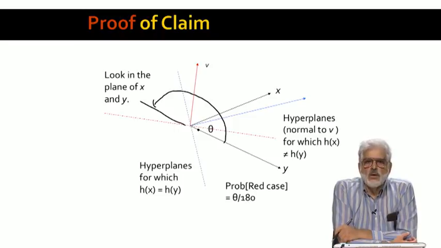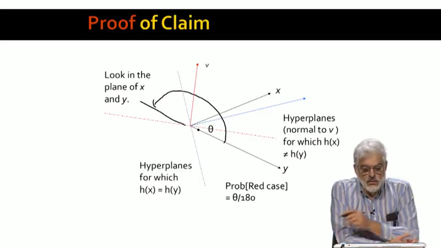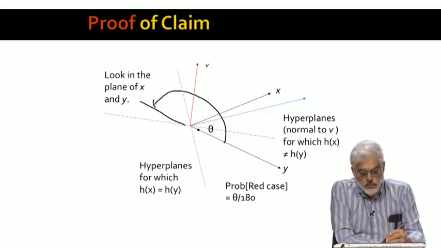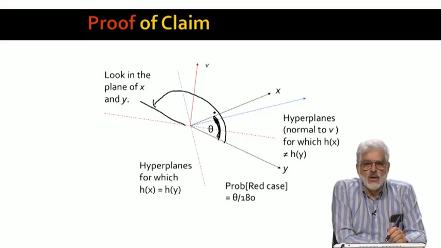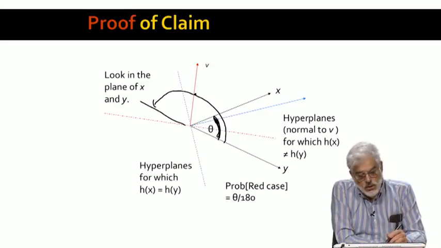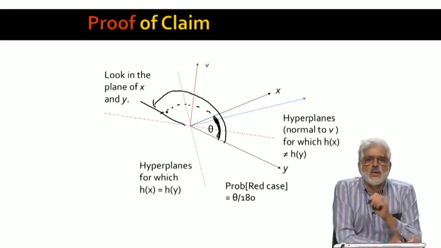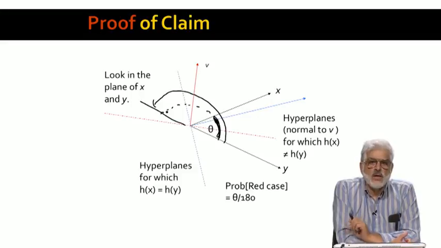Now, what is the probability that the situation will look like the red rather than the blue? It's theta divided by 180. That is, the red case is when h says no, so the probability of saying yes, which is any hyperplane in this area, is 1 minus theta divided by 180.